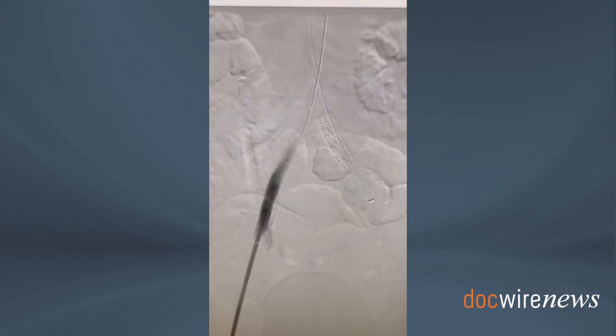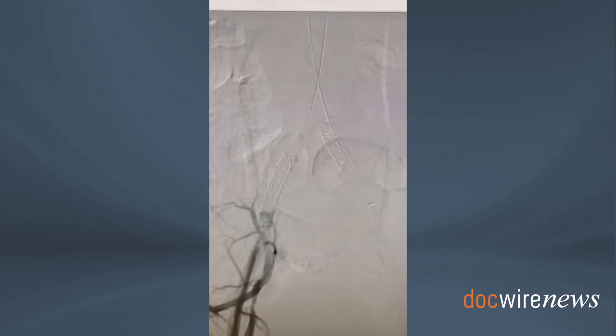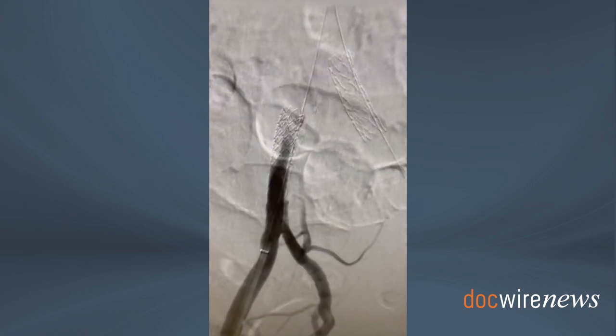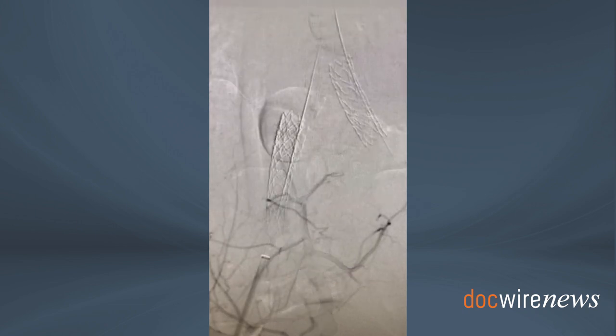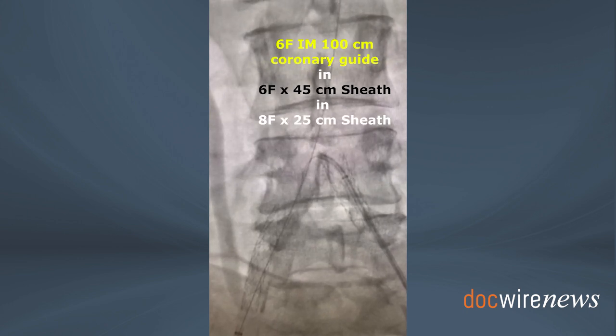So the first approach was to place an undersized 7 millimeter balloon inside the stent, partially inflated, and advancing this to try to advance the stent above the takeoff of the right internal iliac artery, and this did not succeed. So we decided to snare the stent from the contralateral approach.